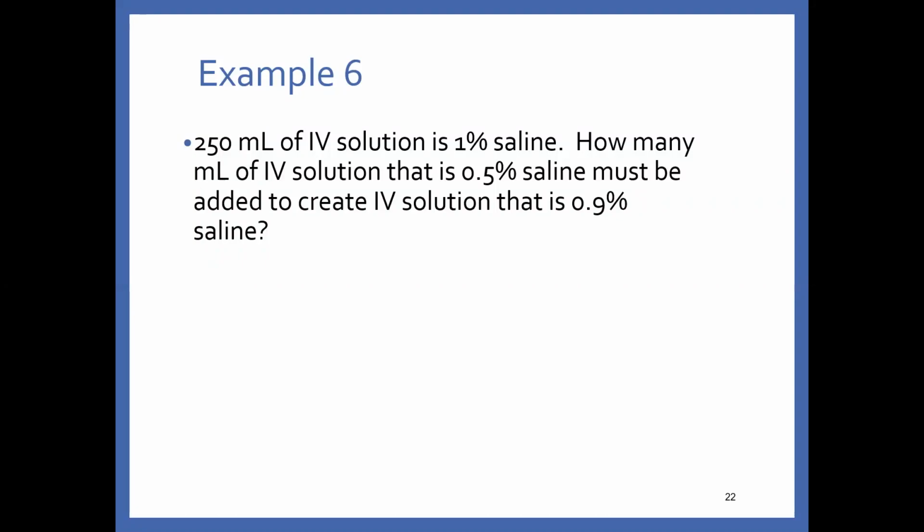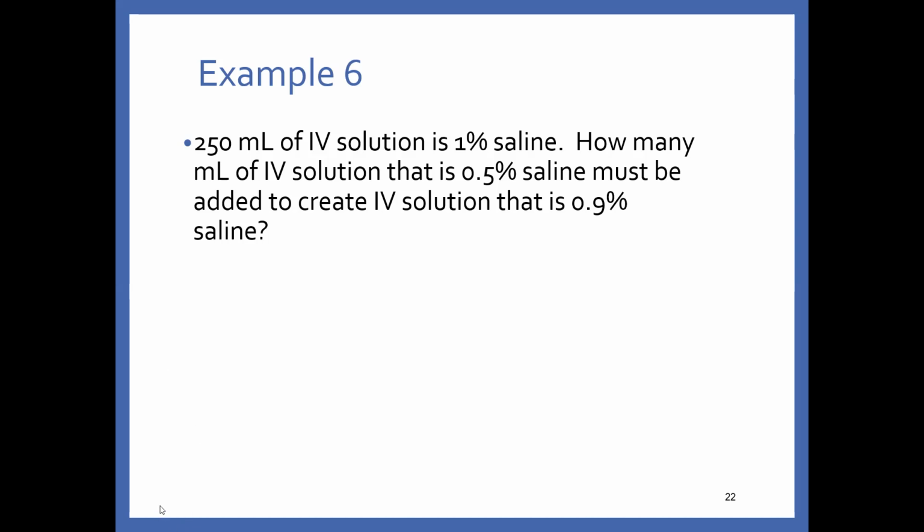Hello, we are taking a look at solving a word problem using some algebra to set it up. As I read this example, I see that 250 milliliters of an IV solution is 1% saline. How many milliliters of IV solution that is 0.5% saline must be added to create an IV solution that is 0.9% saline? I remember from earlier in the course that 0.9% is normal saline.